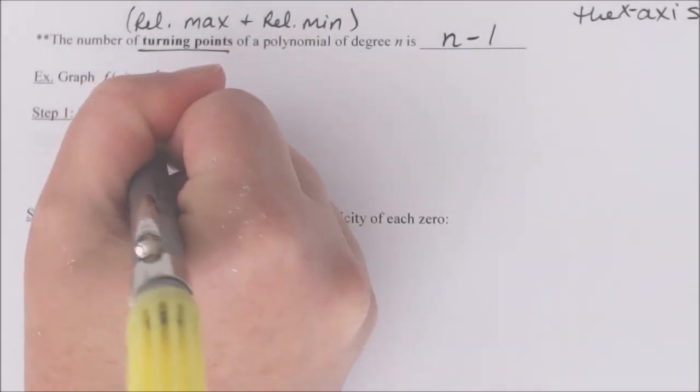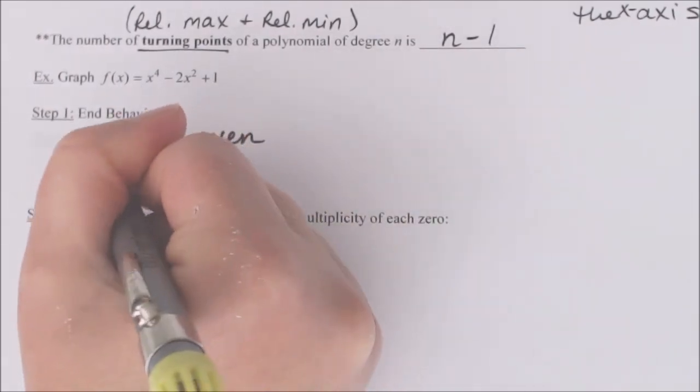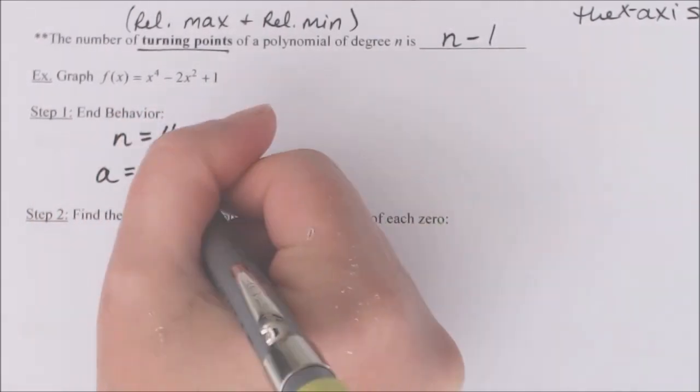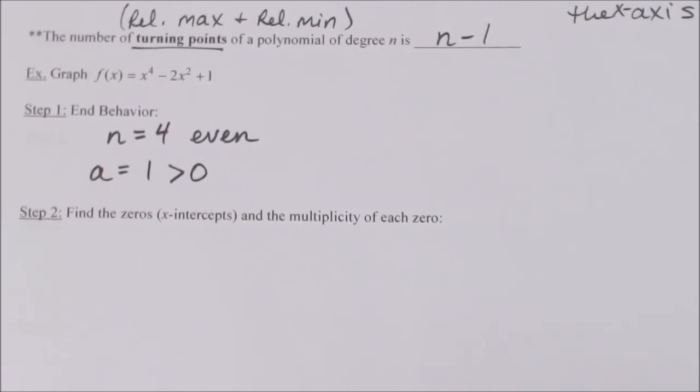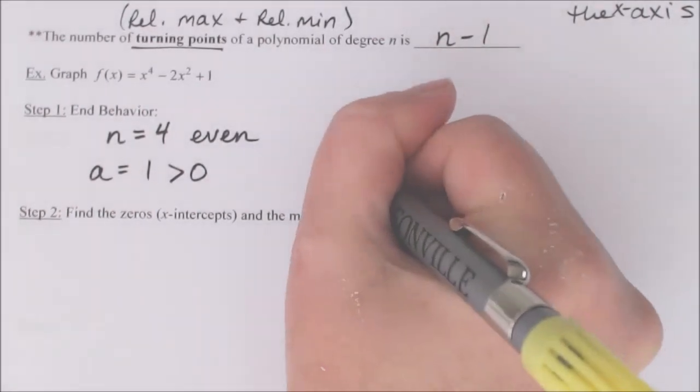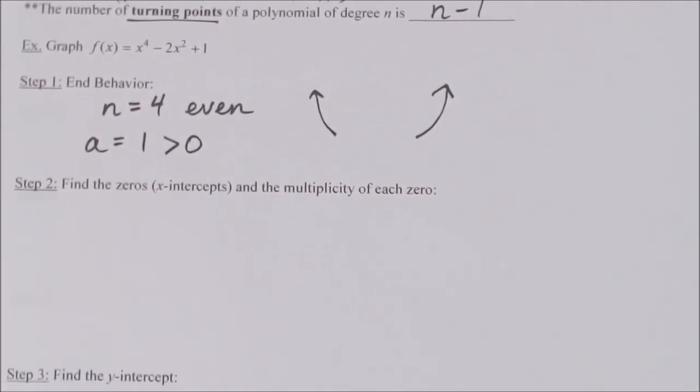So hopefully you see that the degree is 4, which is even, and the leading coefficient is 1, which of course is positive. So go back and look at your notes. What did an even degree polynomial do if it had a positive leading coefficient? And you should have said it rises on the left and rises on the right.